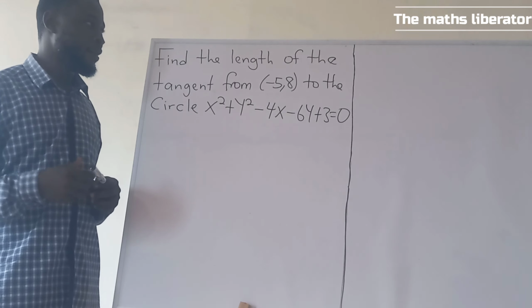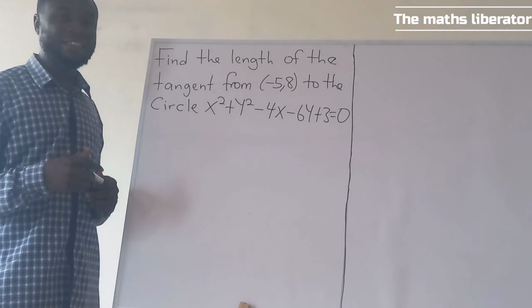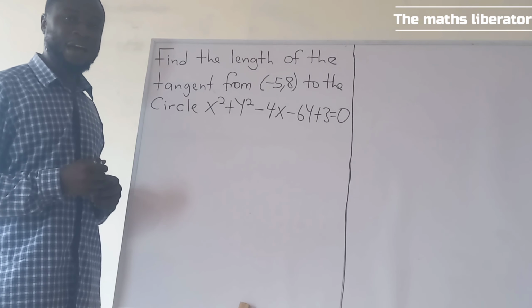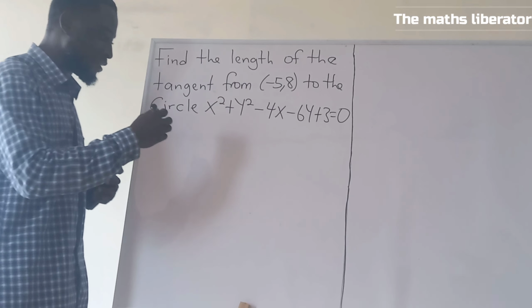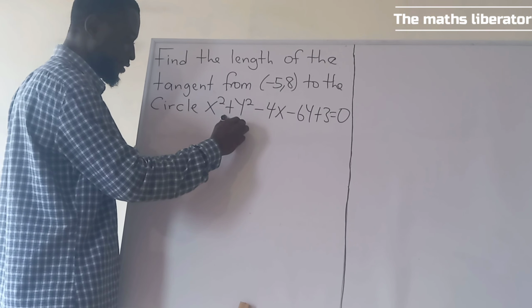Let's solve this question. We are told to find the length of the tangent from (-5, 8) to the circle of this equation. Let's do that. So, solution.